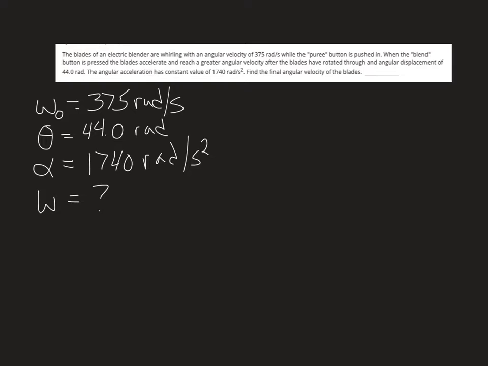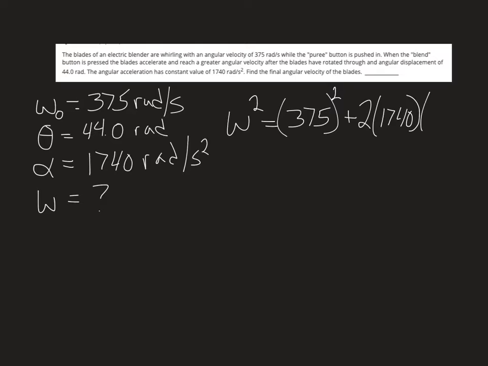Okay. So I'm going to just plug in some of our numbers here. That's what we want to find. 375 radians per second squared plus 2 times 1,740 radians per second squared. And then theta is 44 radians. So when I've plugged that all in, I'm going to take the square root of my answer.